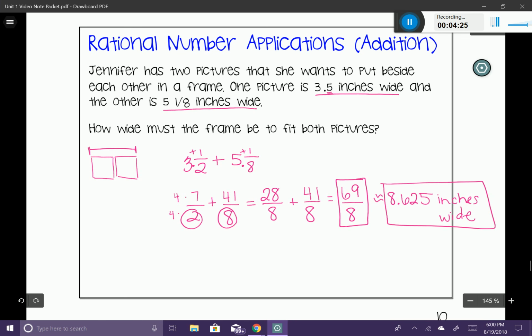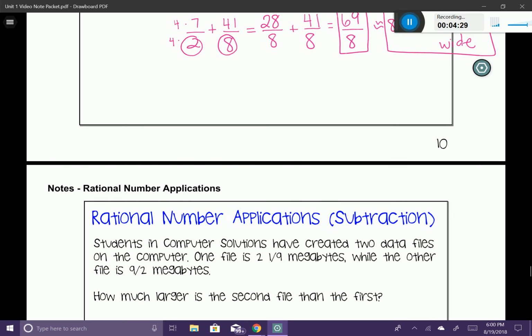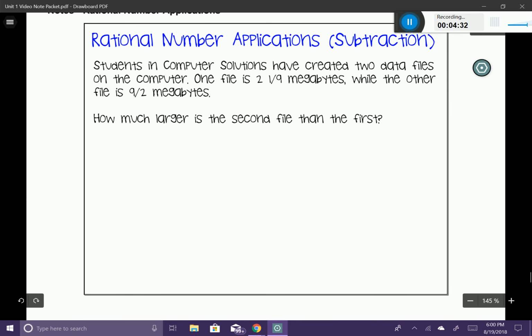Okay, now that was an application problem using addition. Now let's go ahead and look at one that's using subtraction. Students in Computer Solutions have created two data files on the computer. One file is 2 1/9 megabytes, while the other file is 9/2 megabytes. How much larger is the second file than the first?